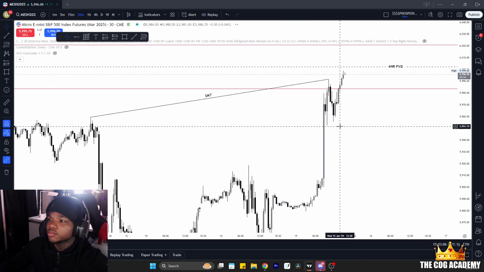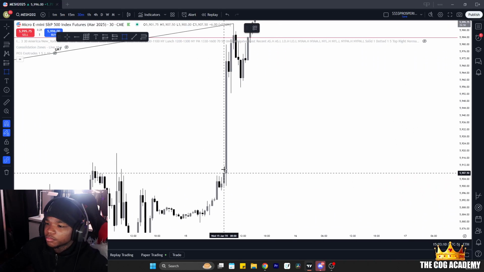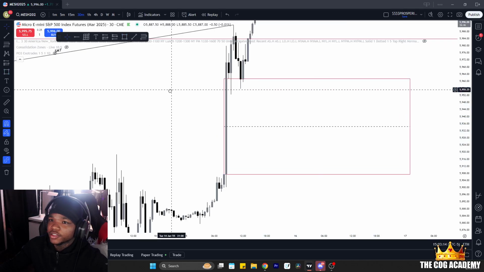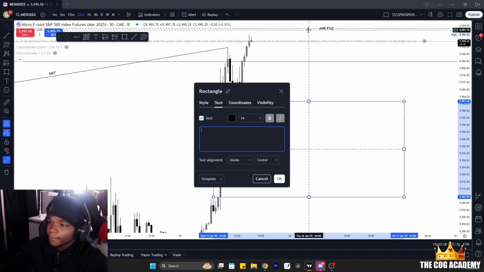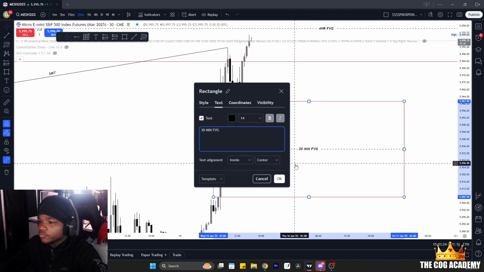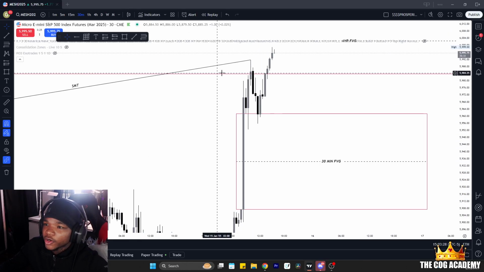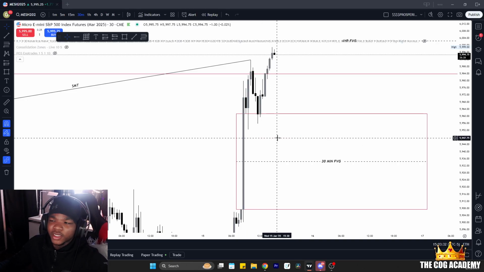So I go to 30 minute, I scale down, and I said, okay, we got this crazy fair value gap right here. I really took it on the 15 minute, but yeah, 30 minute fair value gap right here. I know price wants to go back here. We got this bearish S&T to the downside, but we bullish like crazy. This is my retest.